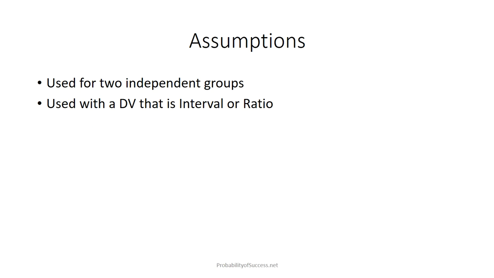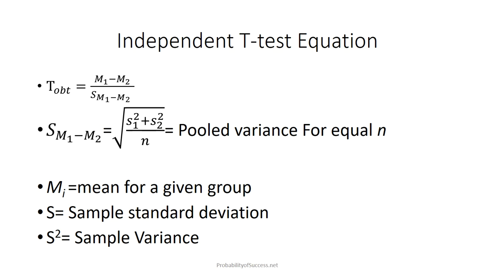Assumptions we use: two independent groups, used with a dependent variable that is interval or ratio. So our t obtained is mean 1 minus mean 2 over pooled variance. And our pooled variance is going to be using the formula for equal n. We can see that that is the standard deviation squared, also known as variance, for the first group, plus the variance for the second group, over n. And we take that square root. Our n is going to be for that individual group. So we will see what that is shortly.